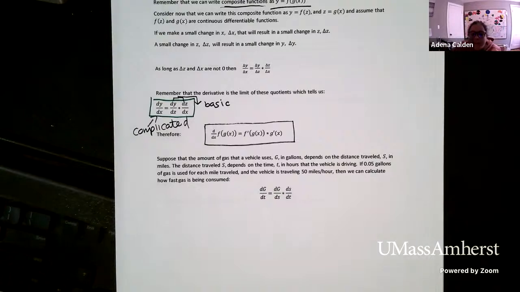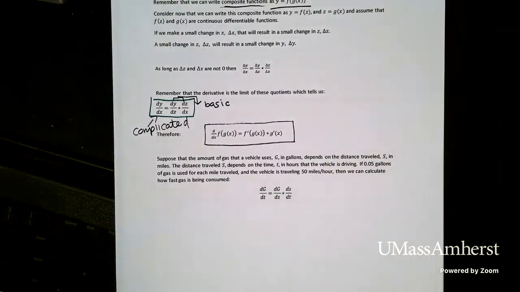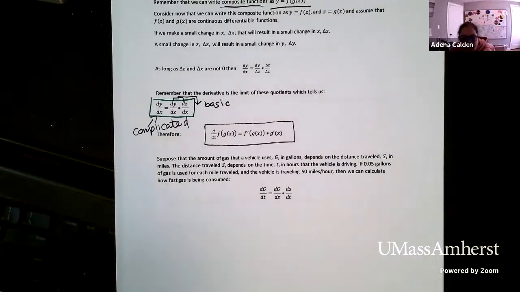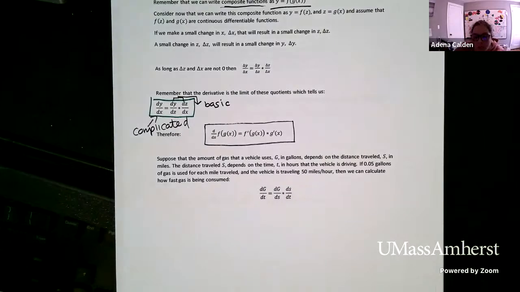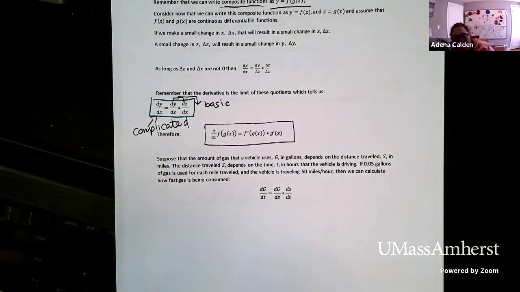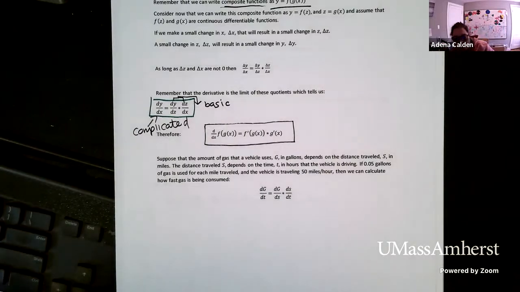So far, so good. If 0.05 gallons of gas is used for each mile traveled, so now we're talking about the relationship between gallons and miles, and the vehicle is traveling 50 miles per hour, that's the speed it's going, then we can use these two rates to calculate how fast the gas is being consumed, so gallons of gas over time.